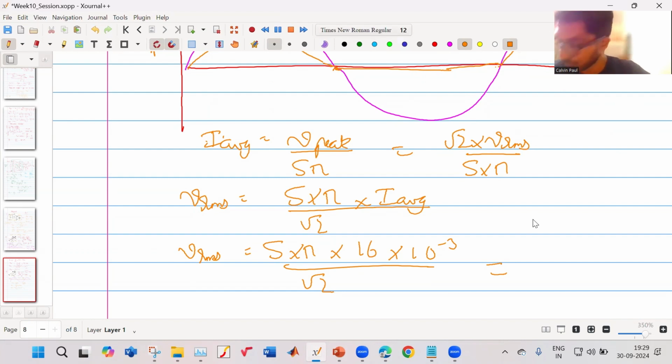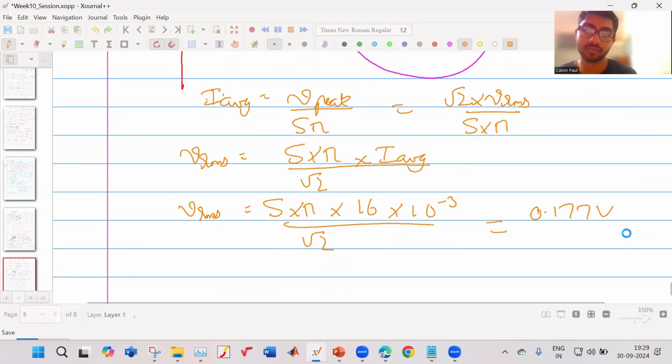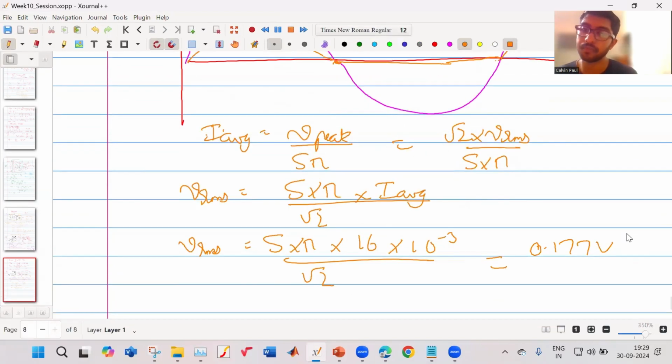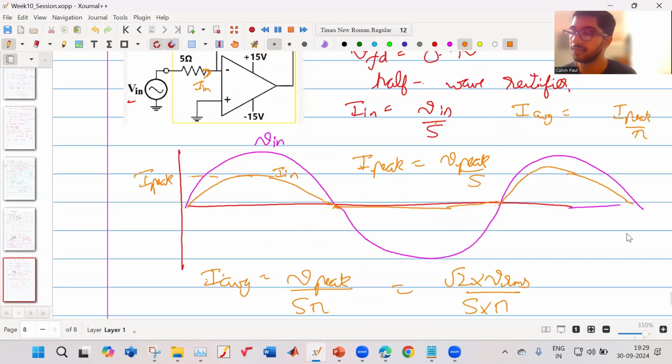0.17. So it is 0.177 volt. Okay. So now we got the RMS value. That is one part of the sum. Now the next part of the sum is the tricky and challenging one.